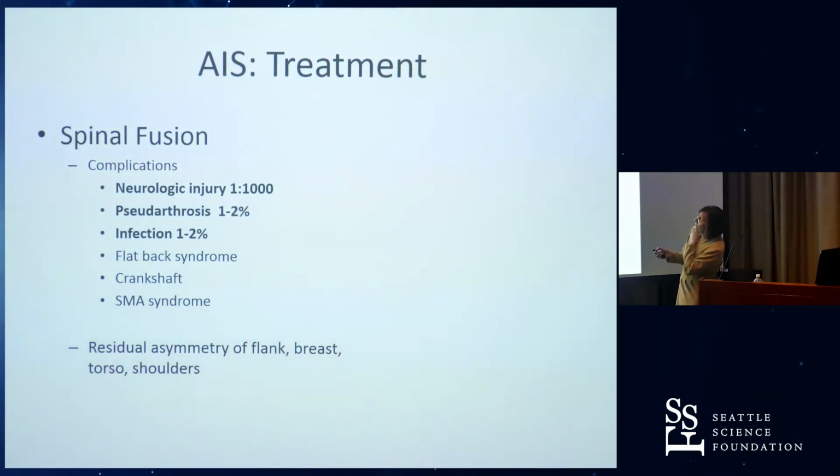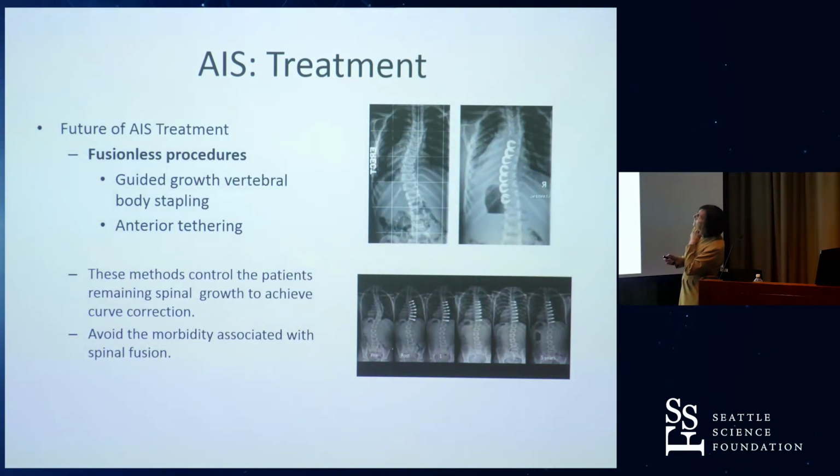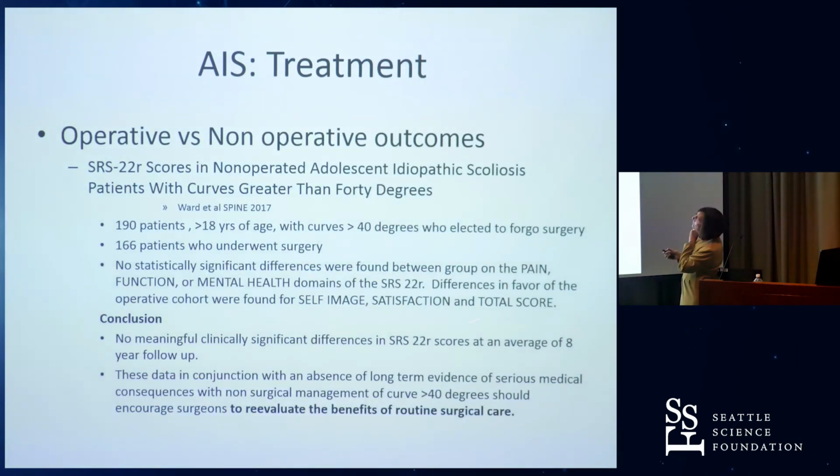There are complications, not the least of which is the risk of neurologic injury with spinal fusion, so considering that. In the future, we are looking towards things where we don't have to fuse the spine, some growth intervention techniques, whether that's spine stapling to allow the spine to grow straighter, or some tethers that go in. These are still fairly under investigation and query.